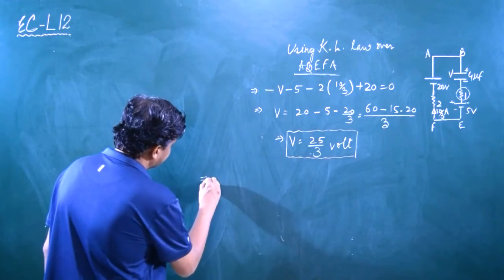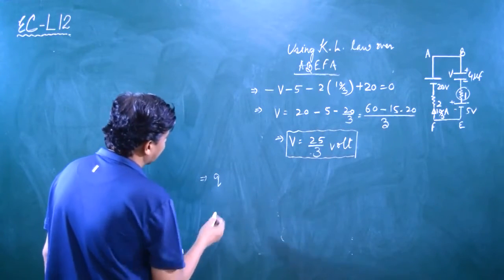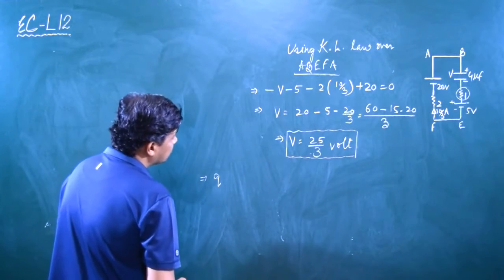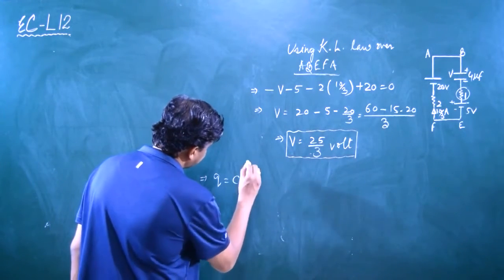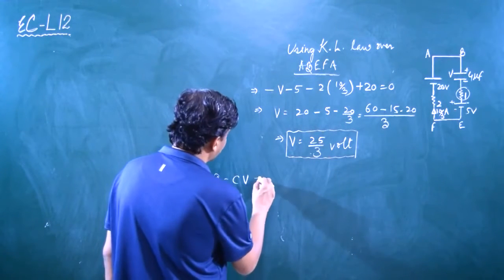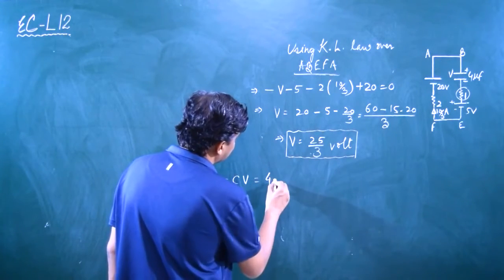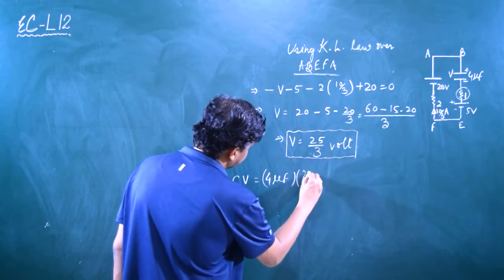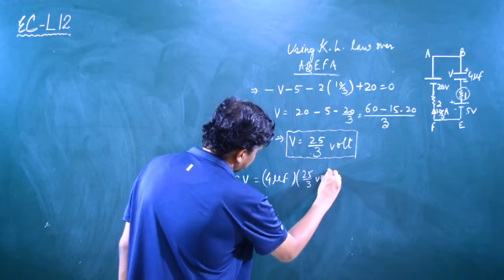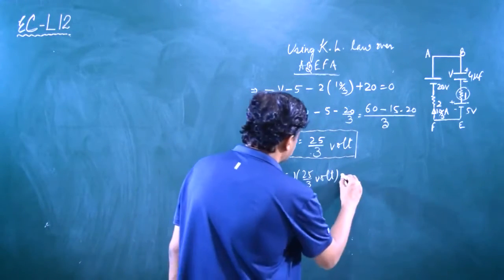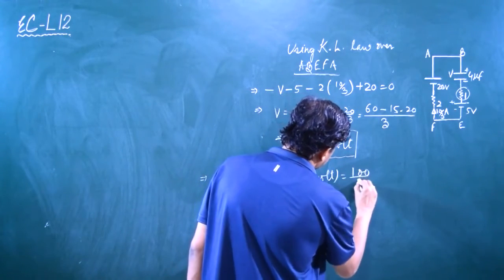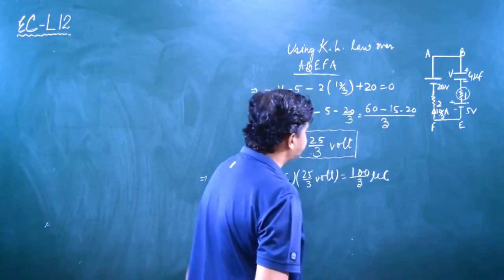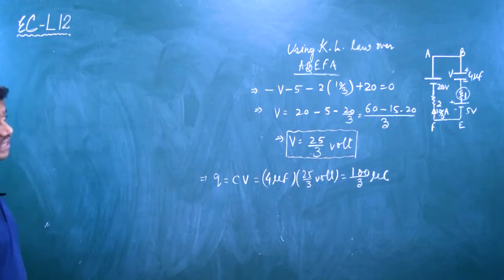It implies that the charge across the capacitor Q will be equal to CV. So Q is equal to CV. Capacitance we have 4 microfarad, and voltage we have 25 by 3 volt. So what we get, the result is 100 by 3 microcoulomb. It is the charge stored across the capacitor.